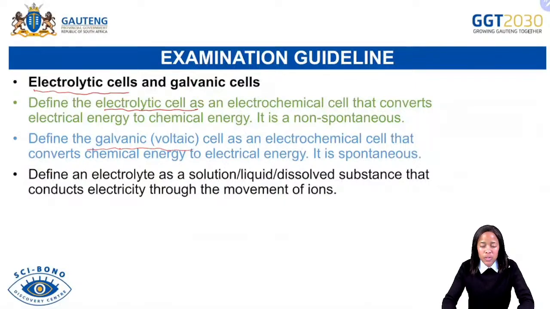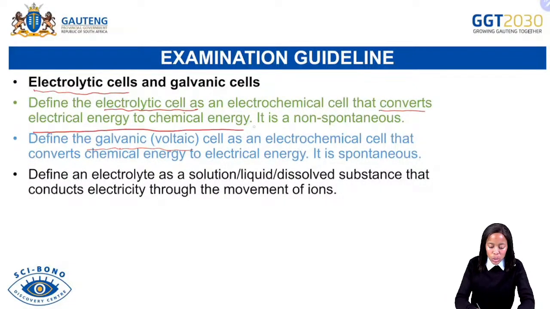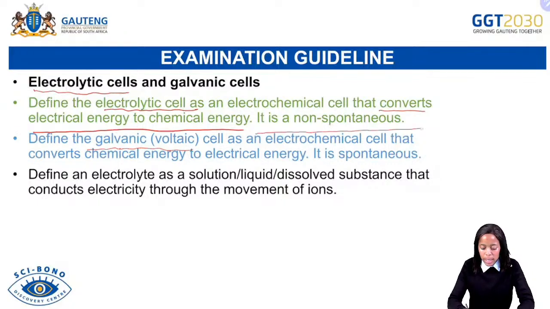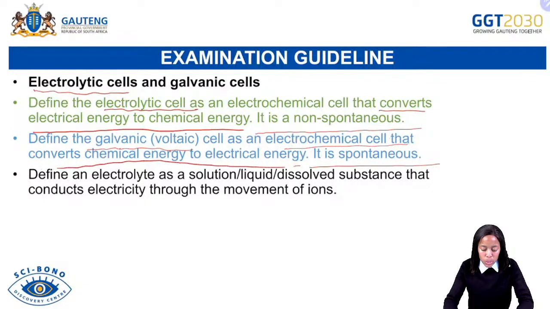For the definition of electrolytic cell, it says an electrochemical cell that converts electrical energy to chemical energy, and that it is a non-spontaneous cell. Then for galvanic cell, it says an electrochemical cell that converts chemical energy to electrical energy, and that it is a spontaneous cell. So those are the differences between the electrolytic and the galvanic cell.